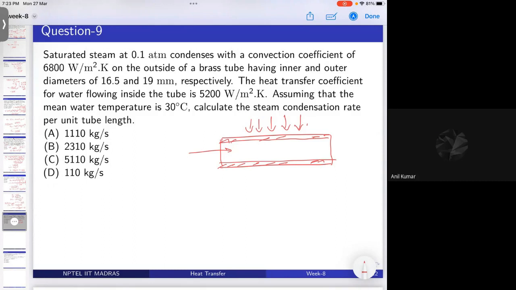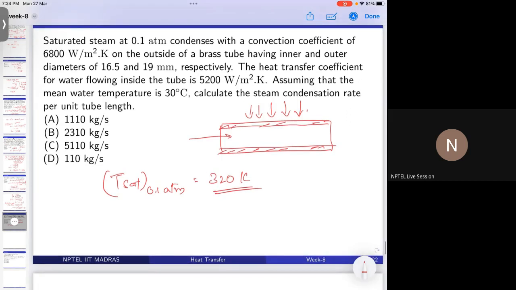Yes, sir. For that, you have to find out from the steam table the saturation temperature at 0.1 bar. If you refer to the steam table, you will get the saturation temperature at 0.1 atmosphere. It may be in bar, so you have to do the calculation accordingly. It will be approximately 320 Kelvin. This is the saturation temperature. So the outer surface temperature will be 320, not 320 degrees Celsius, but 320 Kelvin.